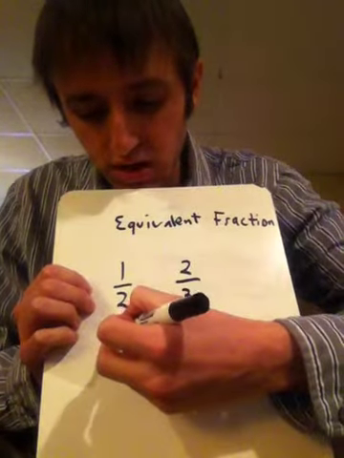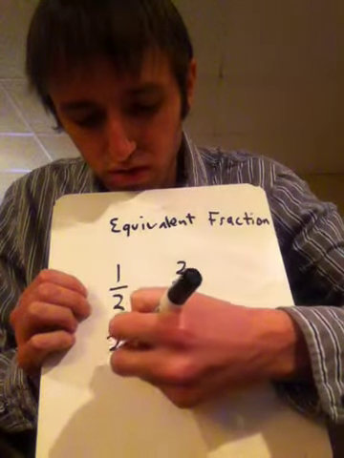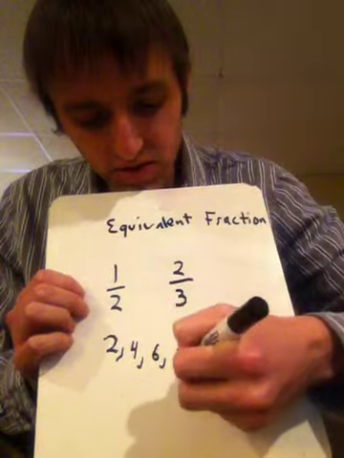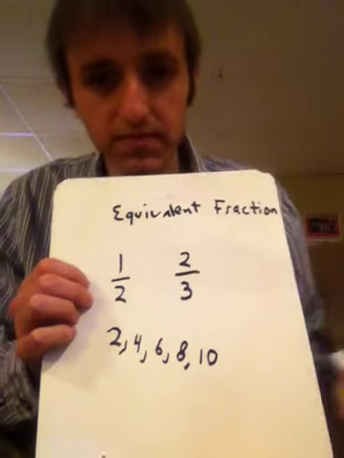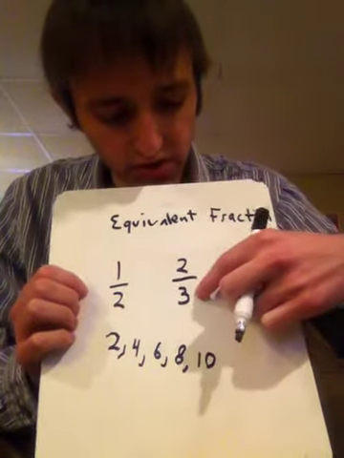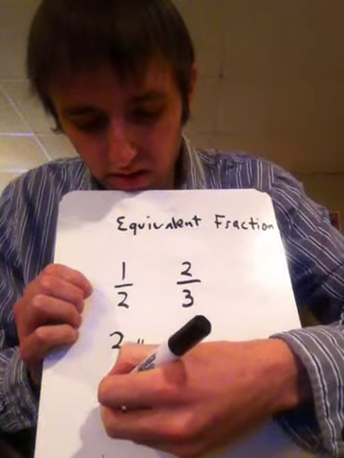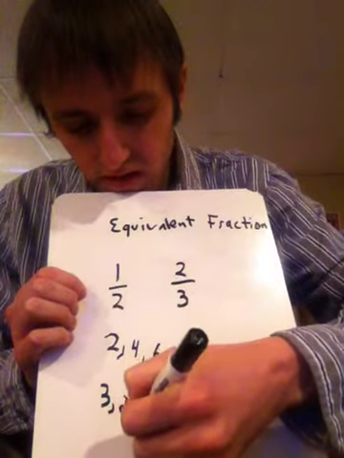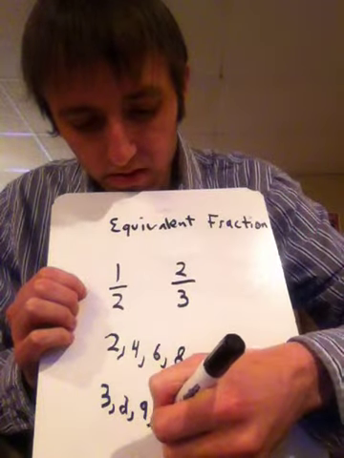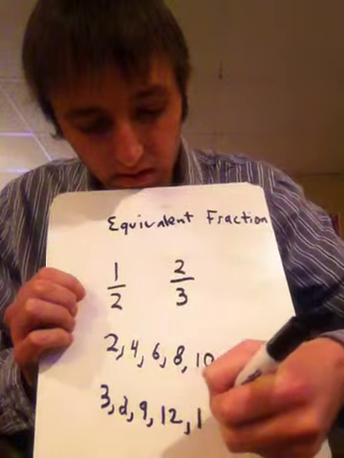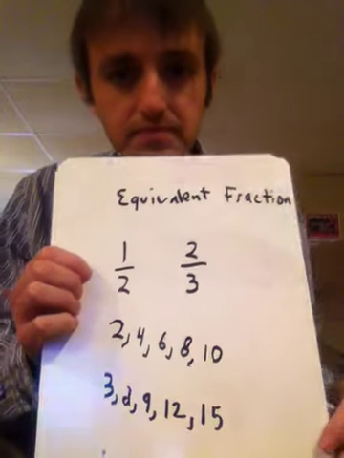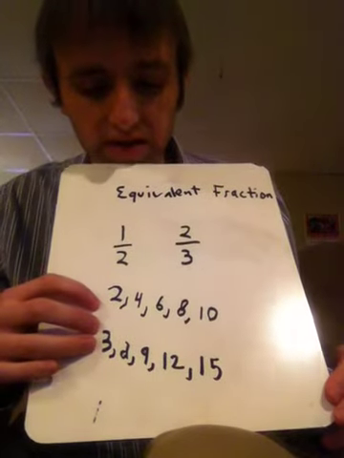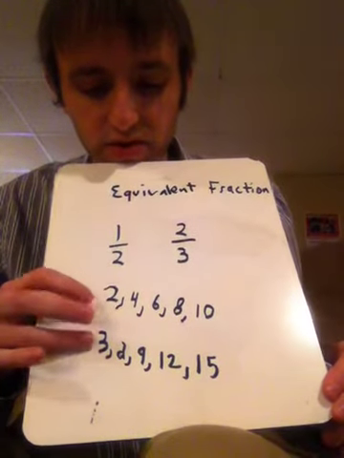So we're going to start with our 2's, and we're just going to list the multiples of 2, which is 2, 4, 6, 8, 10. I'm just going to list the first 5, okay? Now we'll start with our 3's: 3, 6, 9, 12, 15, okay? Now, what you need to do is take a look at both your multiples and see if either of these lists has a number in common.